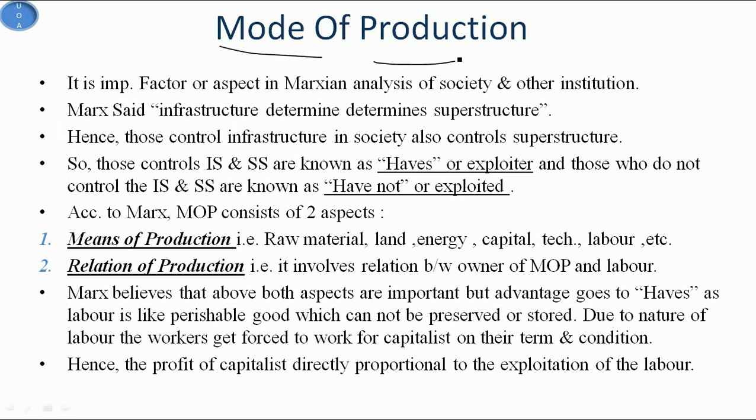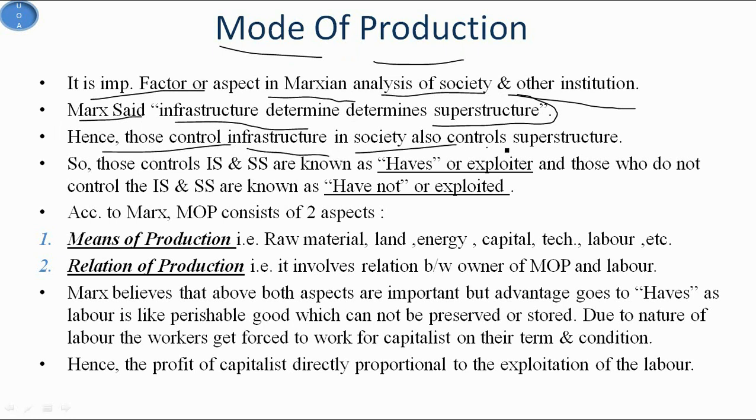So mode of production is an important factor or aspect in the Marxian analysis of society and other institutions. Basically, Marx said that infrastructure determines the superstructure. Hence, those who control infrastructure in society also control the superstructure. All this means that those who control IS, that is infrastructure, and SS are known as haves or the exploiter, and those who do not control IS or SS, that is infrastructure and superstructure, are known as have-nots or exploited.